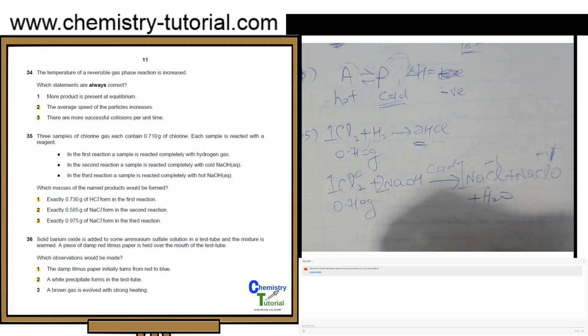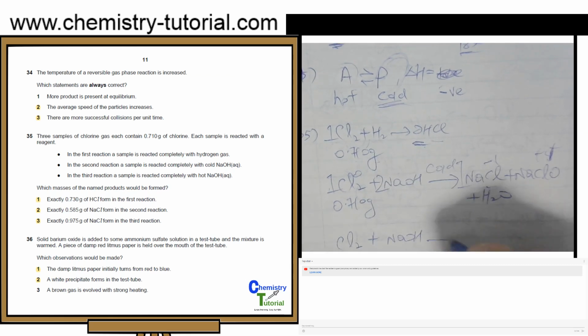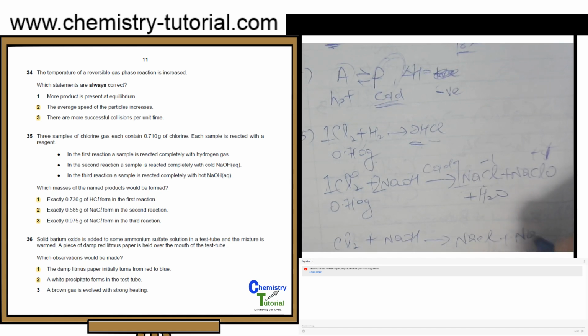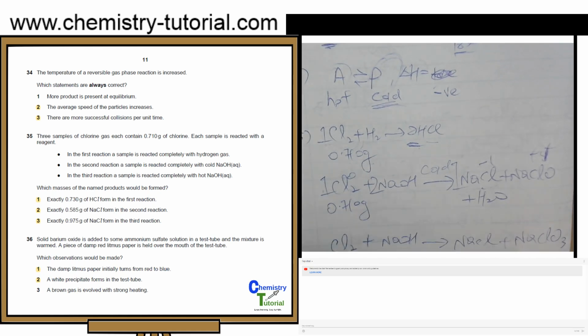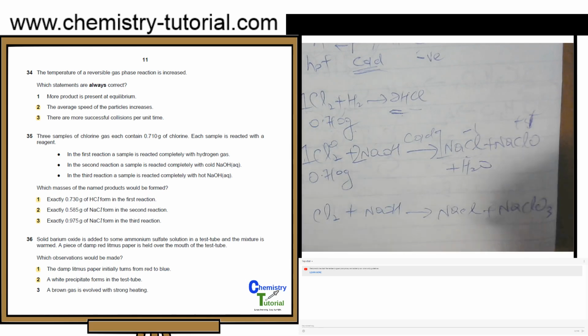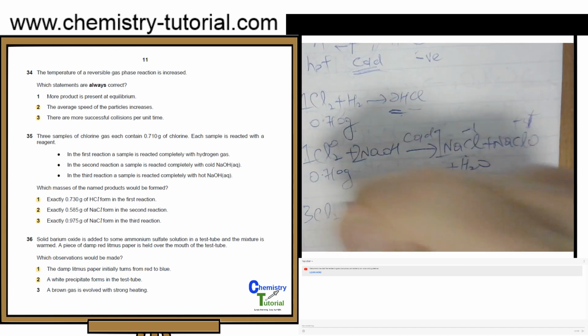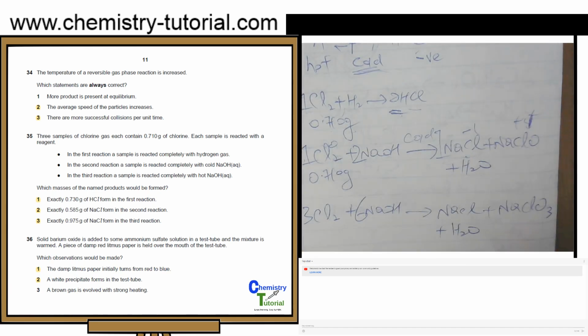For option 3, at hot conditions, what we have is another disproportionation reaction, Cl2 plus NaOH. But this time around, we produce NaCl, but instead of NaClO, we get NaClO3 plus H2O. Now let's try to balance the equation. So we have 3Cl2, 6 NaOH, 5 NaCl, and 3 H2O.